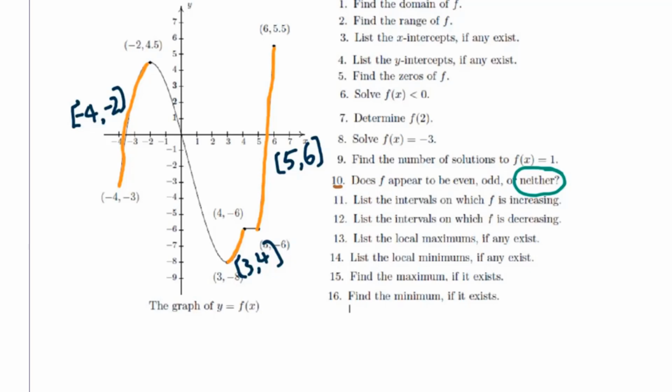Therefore, for number 11, we got -4 to -2, 3 to 4, and 5 to 6. For number 12, list the intervals on which f is decreasing. On the graph, you need to find the parts of the graph which are going down. You could say this part of the graph.